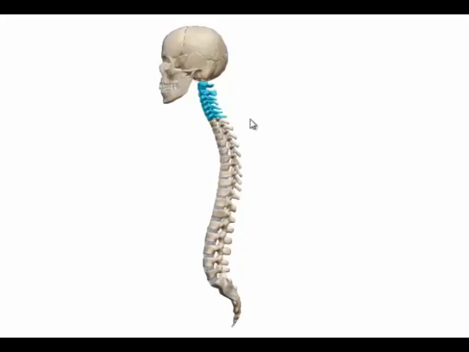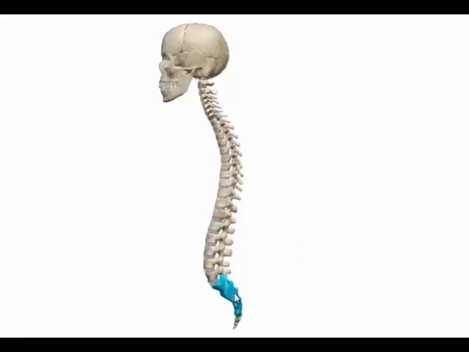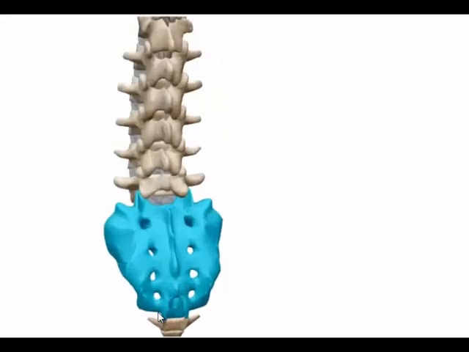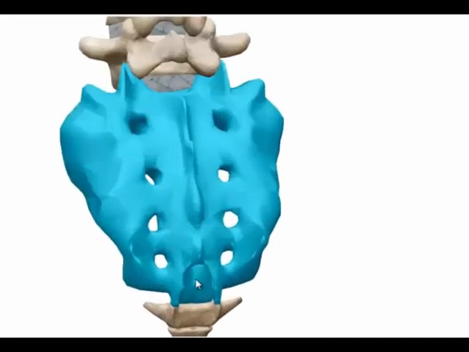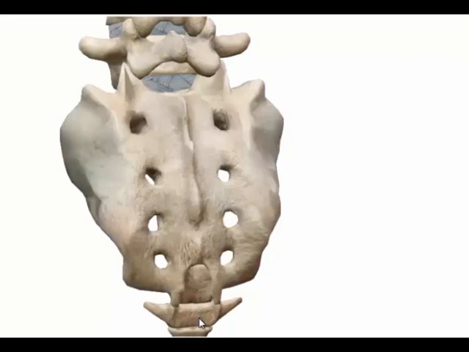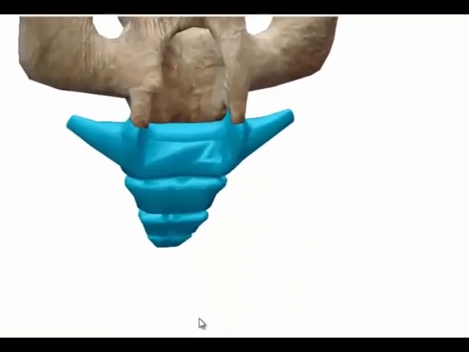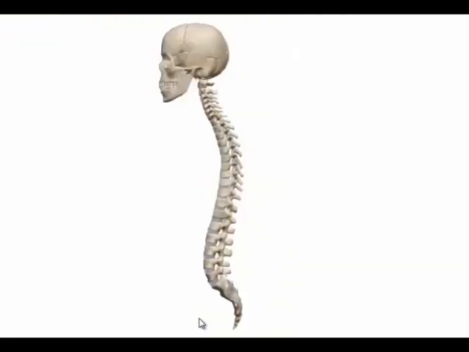The cervical region, which is the region of the neck. The thoracic region, which extends from the base of the neck to mid-back. The lumbar region, which makes up the lower back. The sacrum, which is at the base of the lumbar region. We can see it more clearly here from the back. And at the base of the sacrum is the coccyx, or the tailbone. So let's take a closer look at each of these regions of the spine.